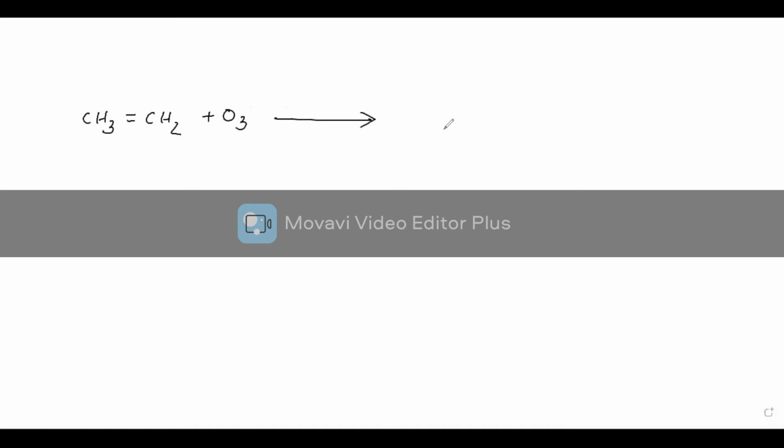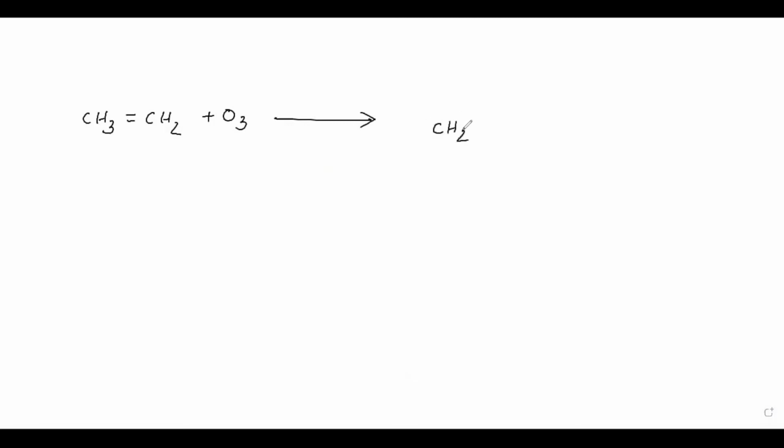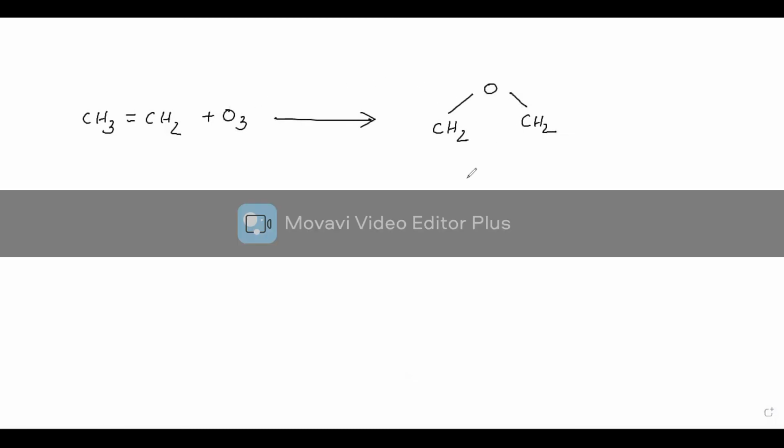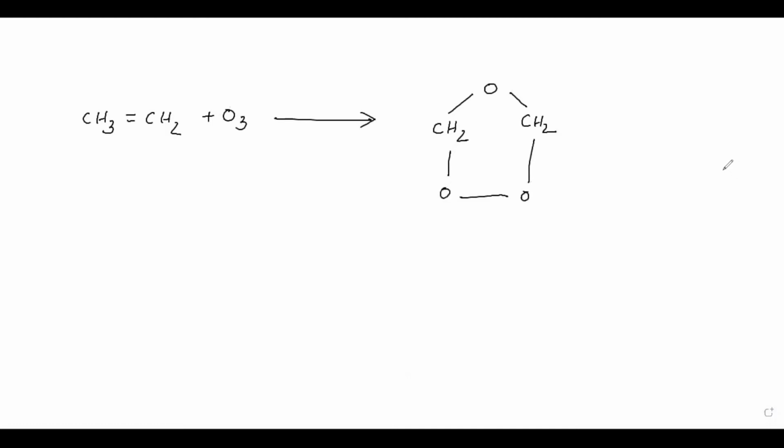And please note, the product is not an aldehyde. The product is CH2, CH2, and here we have 3 oxygen atoms. One will be like this and the other will be like this. This is our product, and this is called ozonoid.